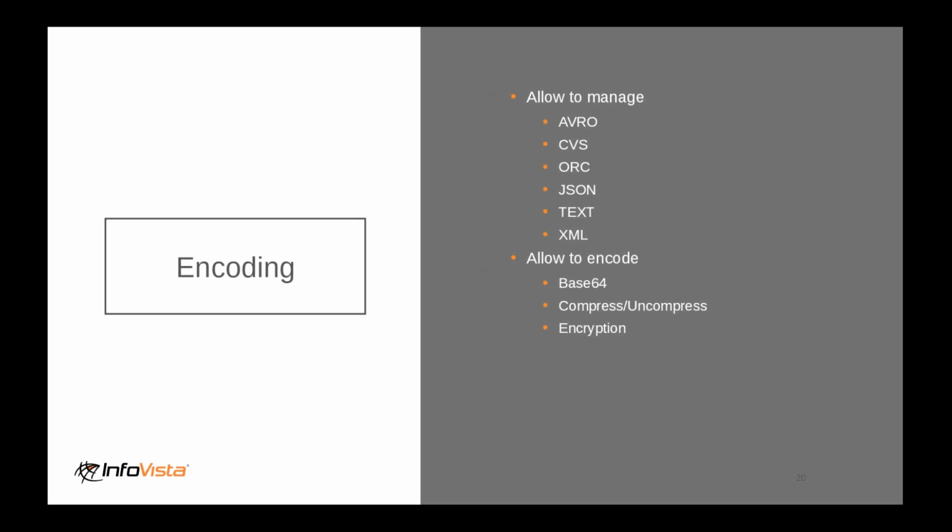Encoding. NiFi natively manages Avro, CSV, ORC, JSON, text, and XML, and allows you to encode and output data in base64. You may need to talk with, for example, web servers, and compress or uncompress, again for web server purposes or for whatever reason, or for bandwidth optimization. So this is there, and encryption with standard TLS and OpenSSL.